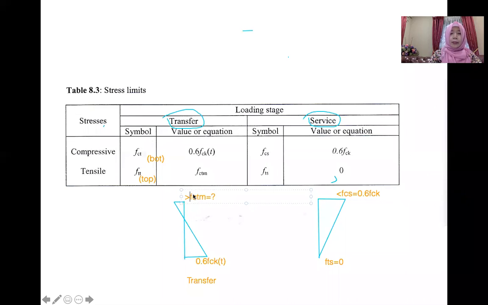This one must be greater than FCTM, and this one must be less. So this is FCT, yeah, equal, yeah, and the value must be less than.